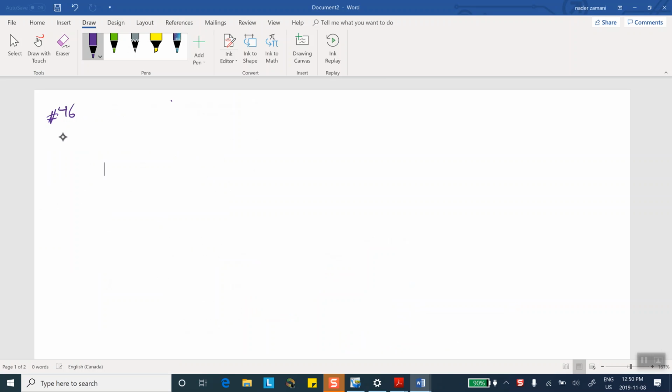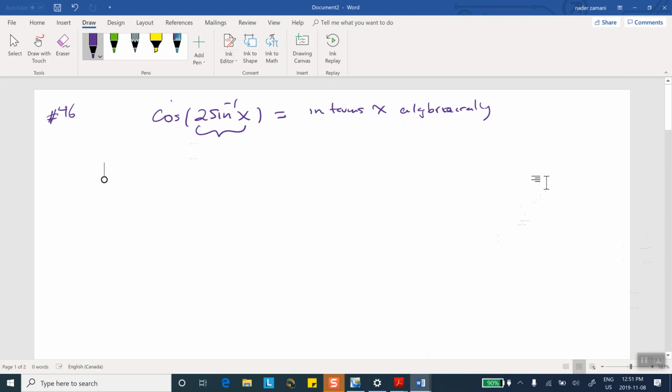Number 46. So cosine of 2 sine inverse of x. What you want to do is write this in terms of x, algebraically, which means no trig entities should appear on the right hand side. The approach to these problems is pretty much the same. They are problems that require some thinking.